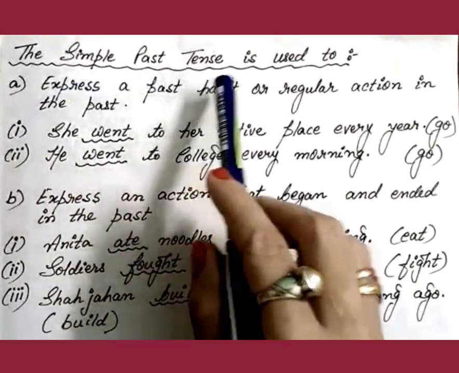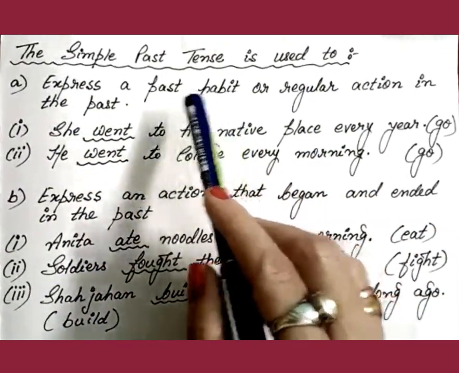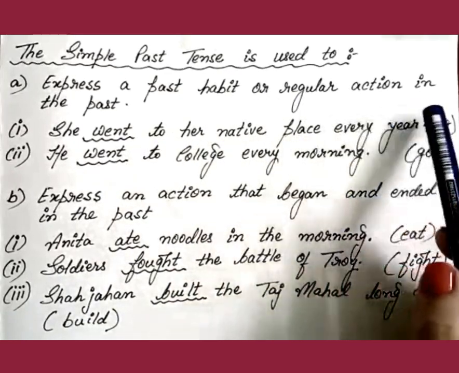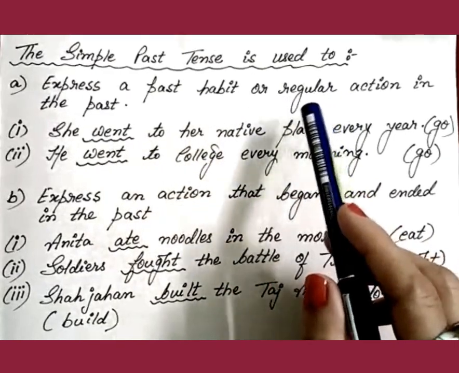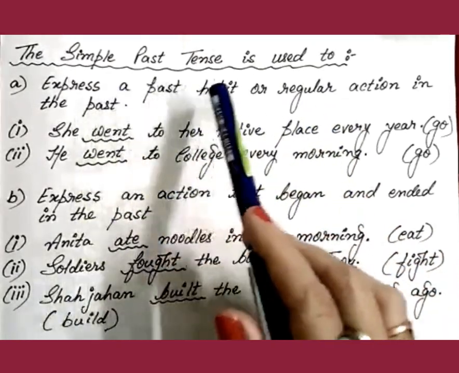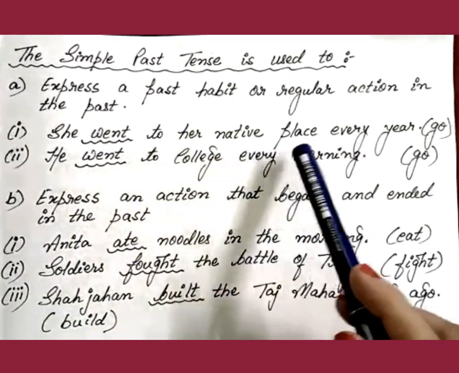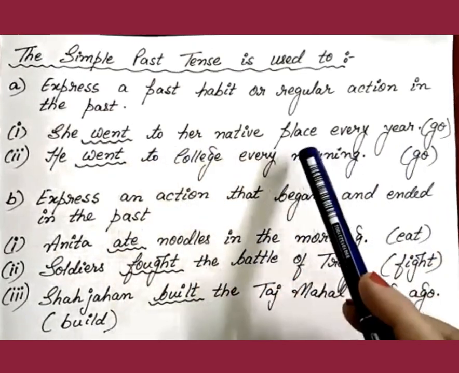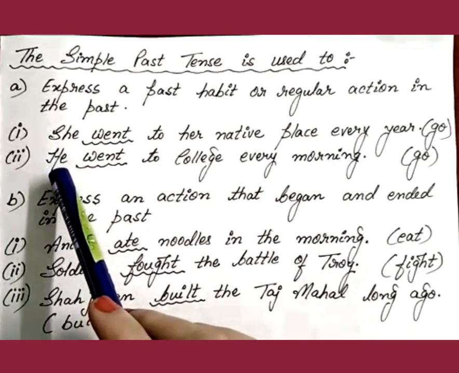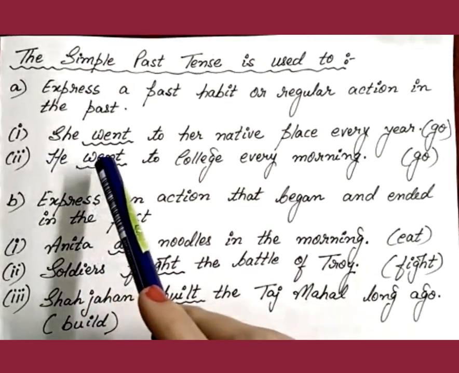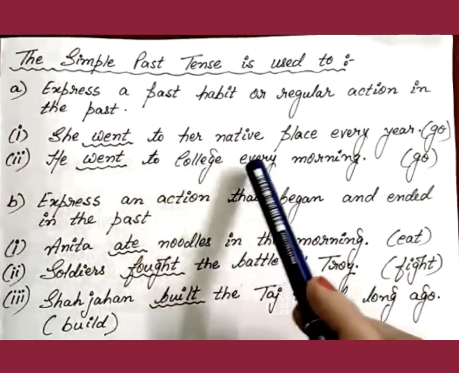Now, let's know where to use simple past tense. The simple past tense is used to express a past habit, a habit of the past, or regular action in the past. To express these two, or either of these two, you use the simple past tense. Let's look at the examples. She went to her native place every year. So here we are discussing a person, she, and she has got a past habit. That means every year this particular she goes to her native place.